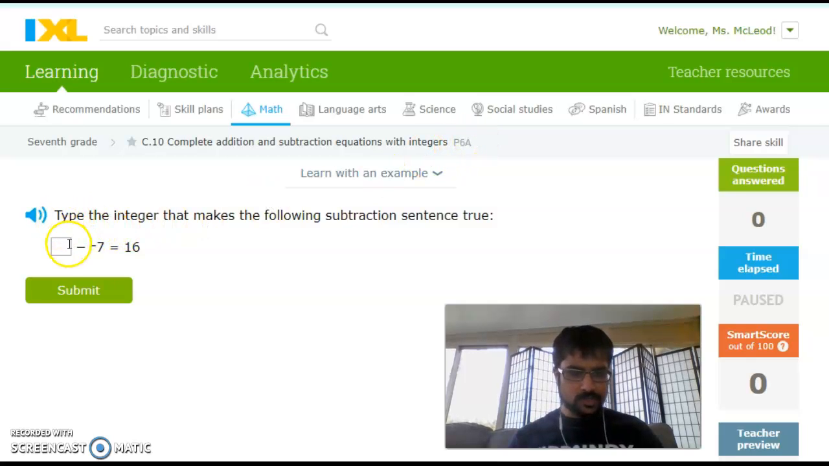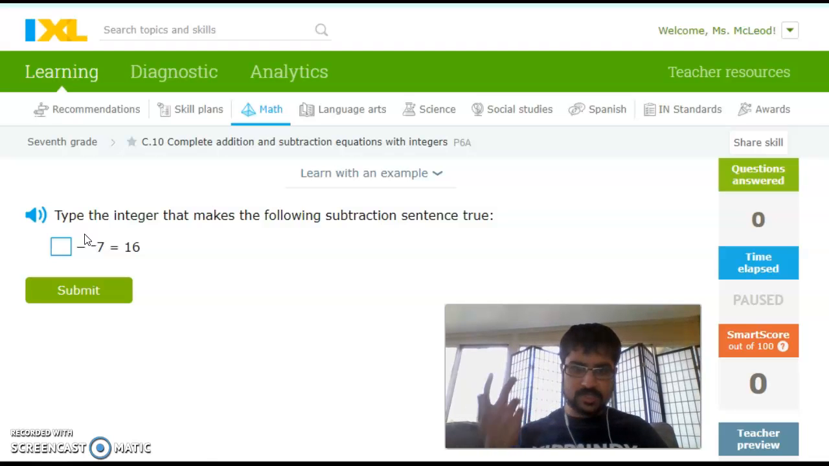So if I look at an equation like this, I see a blank minus -7 equals 16. What I need is a number that I can plug in here that would make this equation true. Now, again, if you know about pre-algebra, you could just solve for this as if it was a variable like x or a. Or you can just try and plug in numbers because these are going to tend to be pretty simple equations with just one step to solve for the answer.